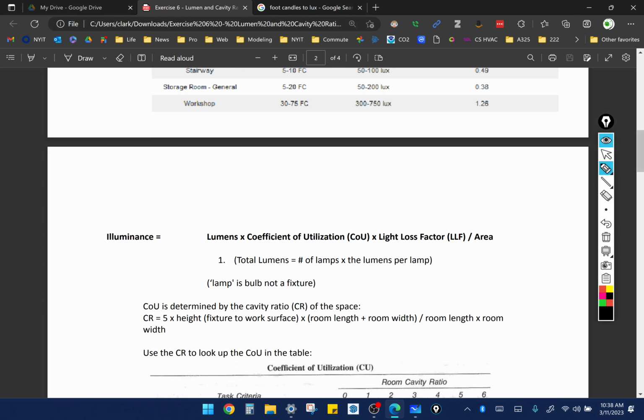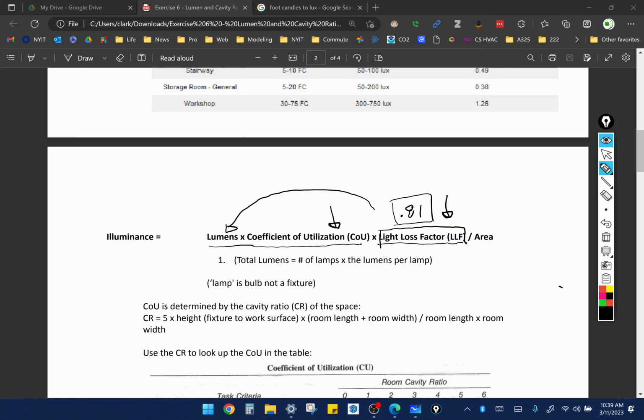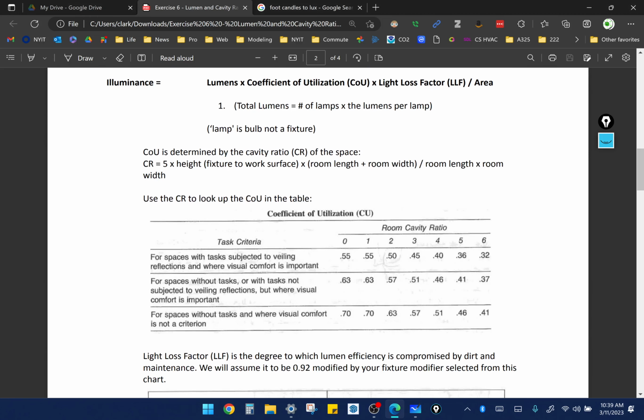the light loss factor is being multiplied by the COU and the lumens. So it's always going to be a fraction. So if we're at 0.81, that means only 80% of the lumens are going to be available due to dust and the way the light is situated and other factors. So the light loss factor takes the number of lumens down. The coefficient of utilization takes the number of lumens down. And we know that because, remember, these are all going down here.